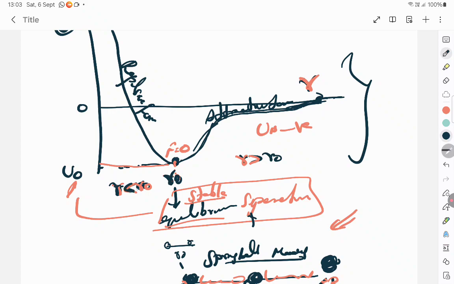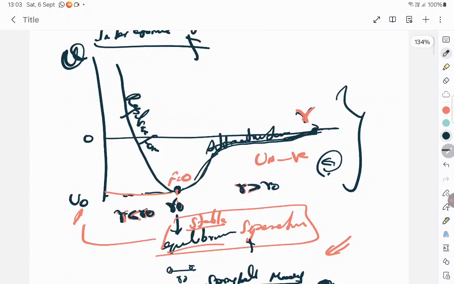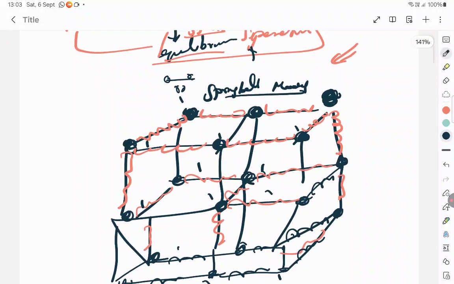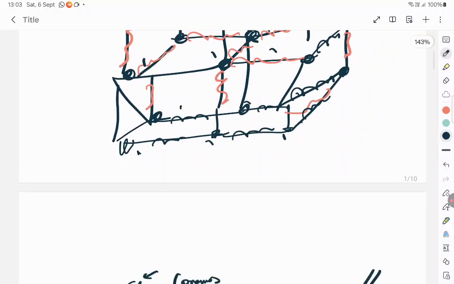When R is less than R naught, repulsive force is happening, and when R is greater than R naught, attractive force is happening. The potential energy is negative when R is greater than R naught, and that's the graph you have to explain. This can also be explained by means of the spring ball model, where you can imagine the atoms to be small balls attached by springs, and due to compression or extension, you can imagine the spring getting contracted or extended and getting back to normal equilibrium.